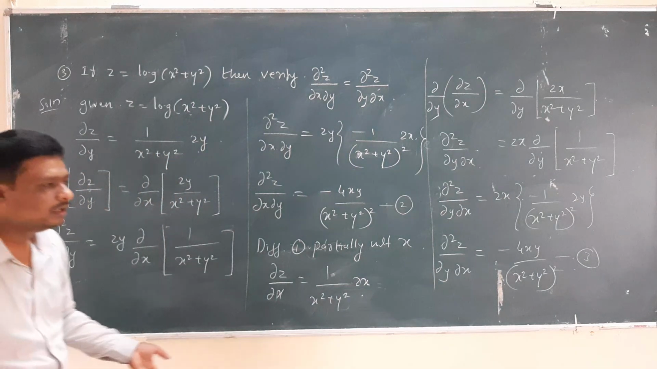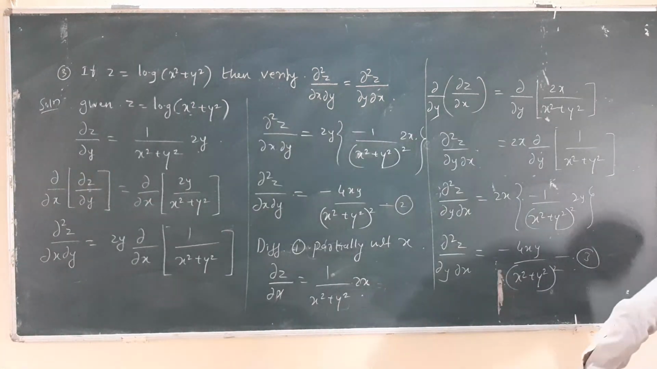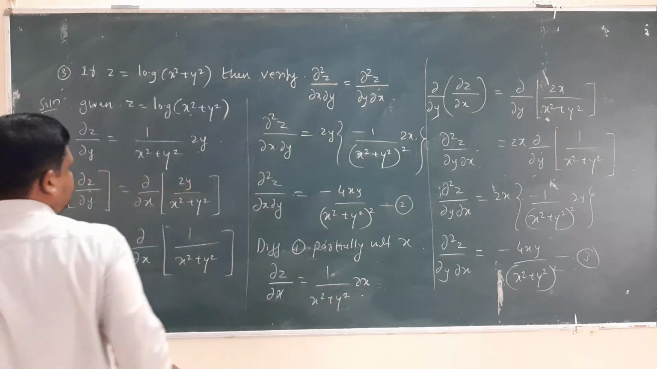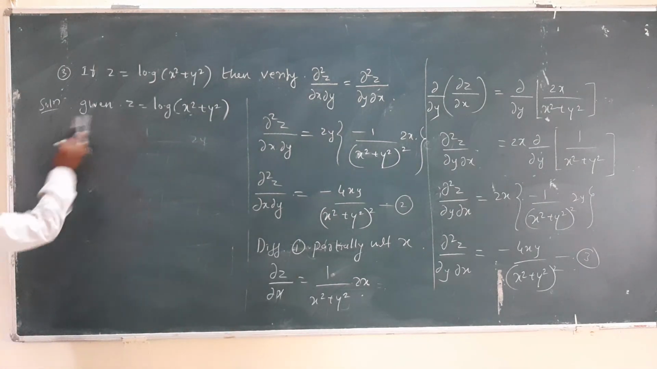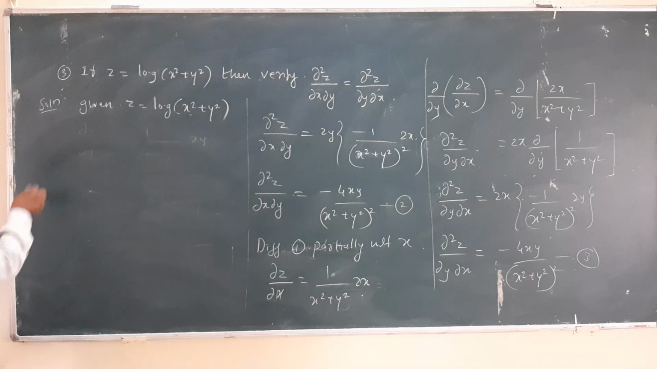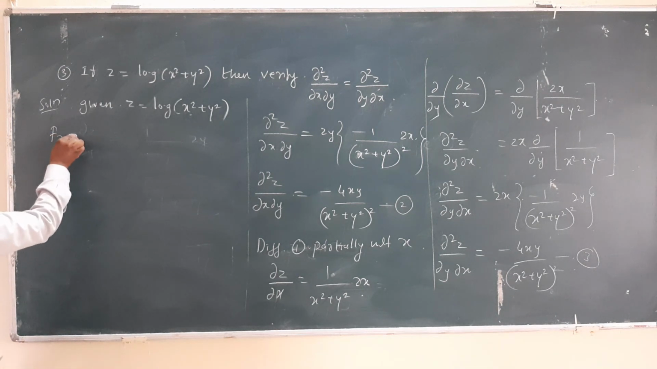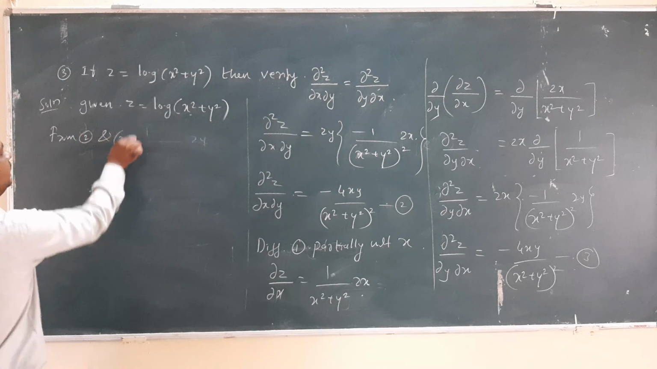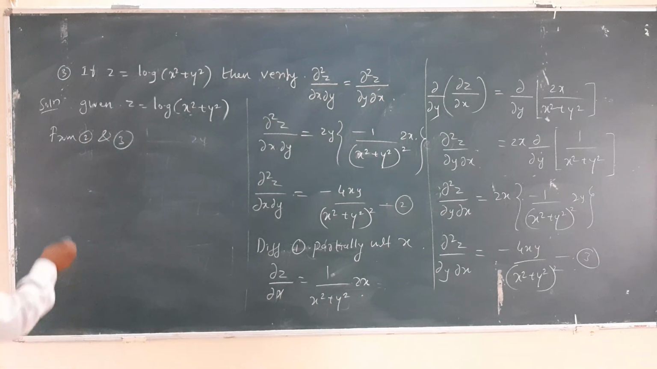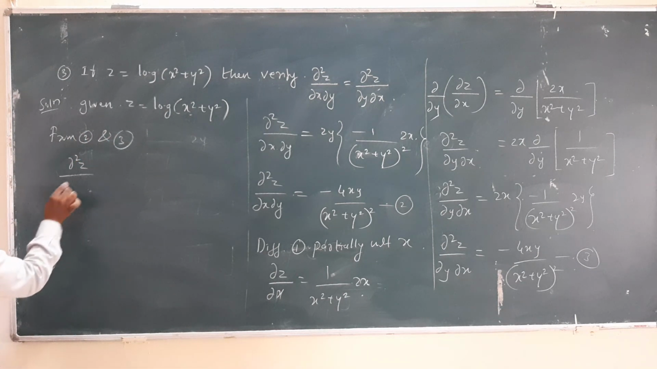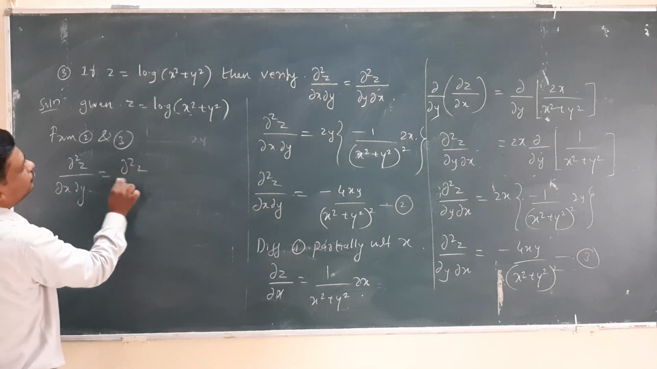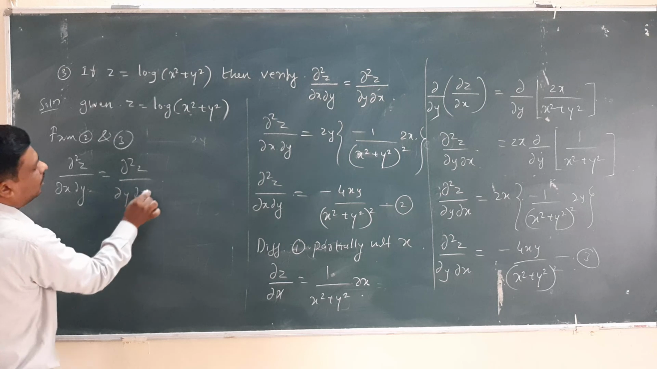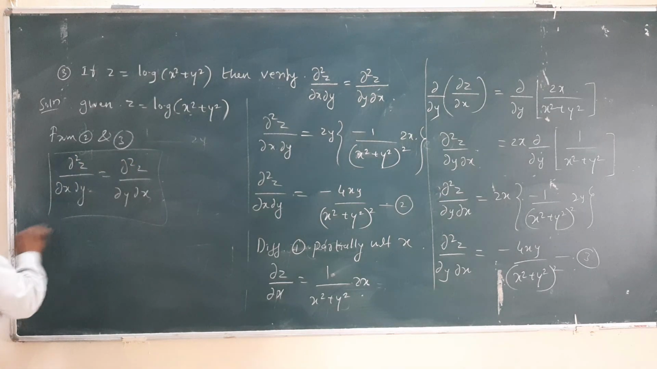So we can see here from equation number 2 and equation number 3, we can see ∂²z/∂x∂y is equal to ∂²z/∂y∂x. So the result is verified.